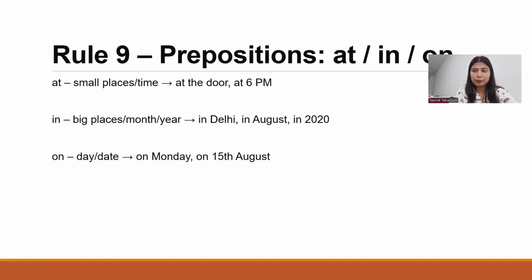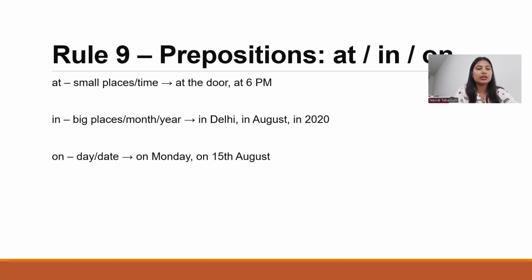But if you are talking about a big place, for example, Hyderabad, then Rahul is in Hyderabad. Rahul is at Narsimha Reddy College because it is a small place, but Rahul is in Hyderabad because Hyderabad is a big place. Similarly, if you are talking about time, you say at. When are you coming? I'm coming at 6 o'clock. I'm coming at 7 o'clock. I'm coming at 1 in the morning.